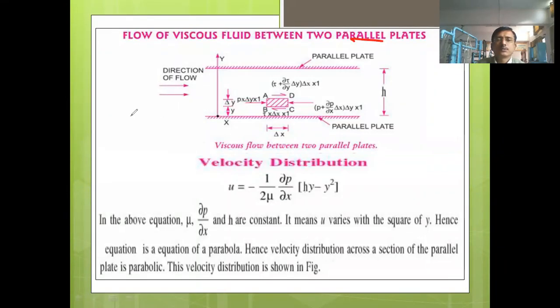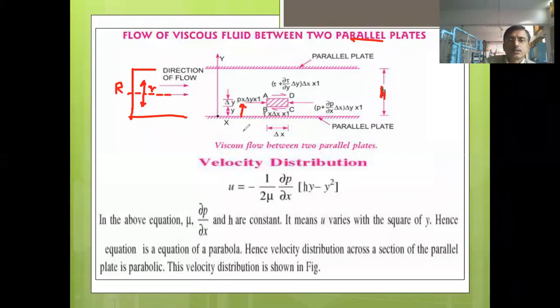In pipe flow, we had taken capital R, which is nothing but the total radius of the pipe, and small r was the distance from the center line towards the pipe. Similarly here, instead of capital R, h is taken as the distance between two plates, and instead of small r, y is taken. The distance y away from this plate is nothing but y.